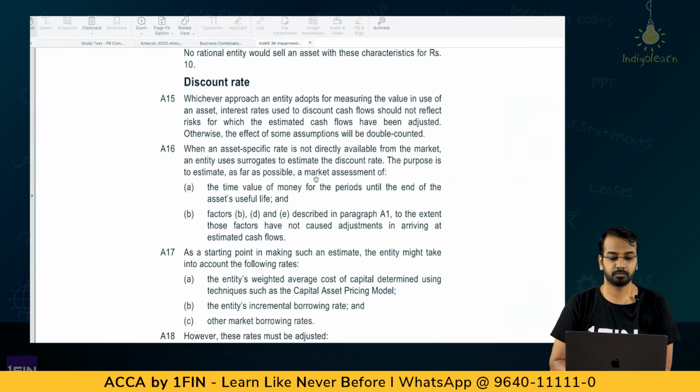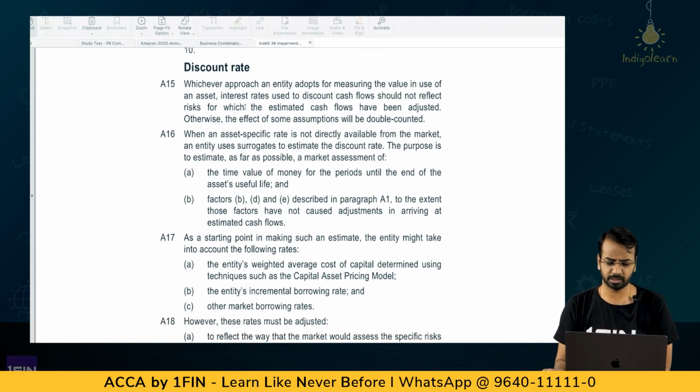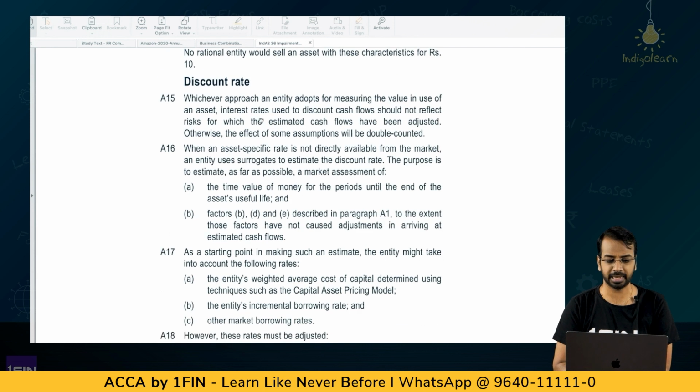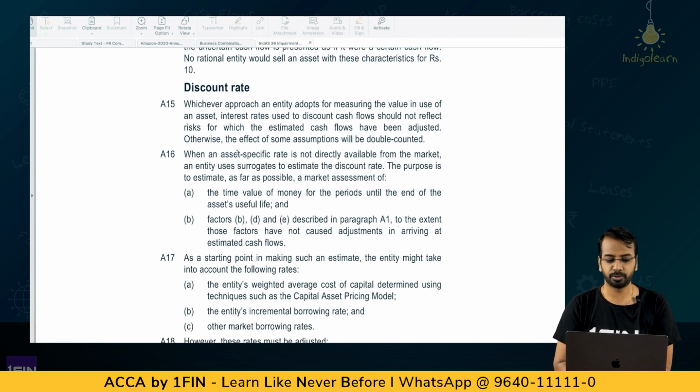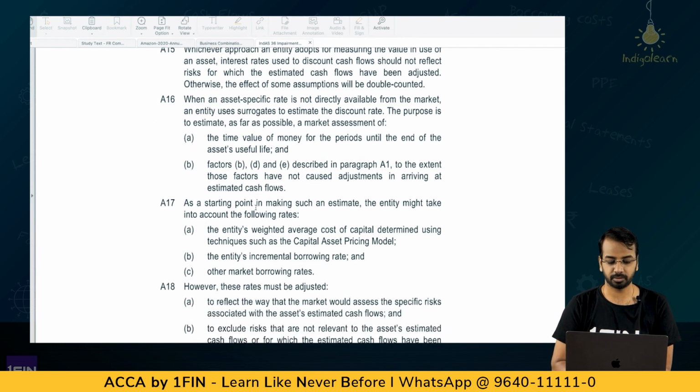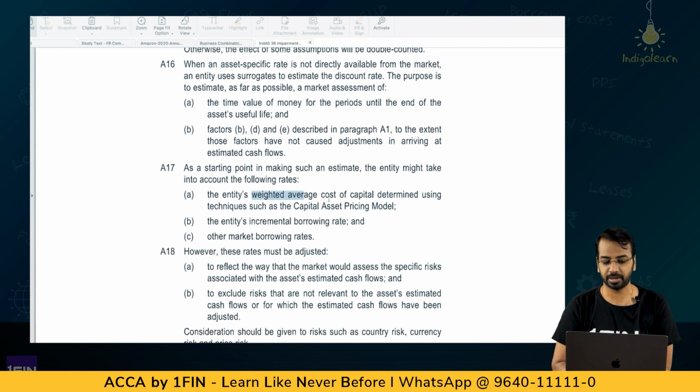Can you see this? IAS India 36, same concepts are same, so there's no difference there. Okay, so on the discount rate there is a lot of material. How should we do it? So for example, you start with, as I told you, a risk-free rate. Okay, then you will have to adjust for the risks that are there. Then the time value of the money is considered, of course. Then you have to consider weighted average cost of capital, then entity's incremental borrowing rate or other market borrowing rate.